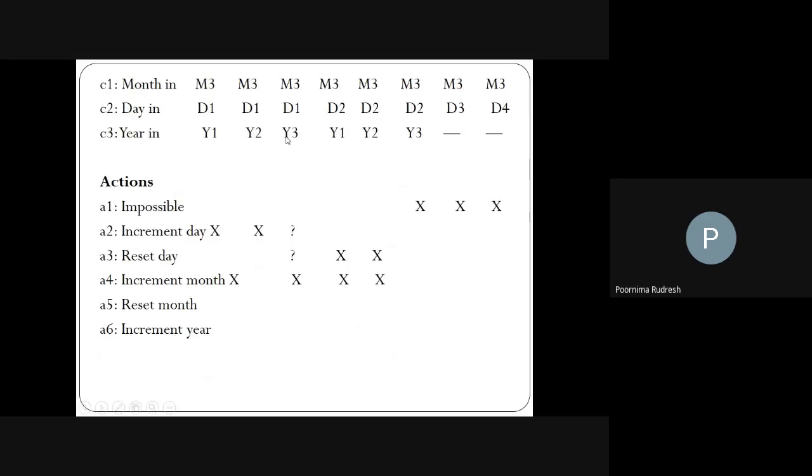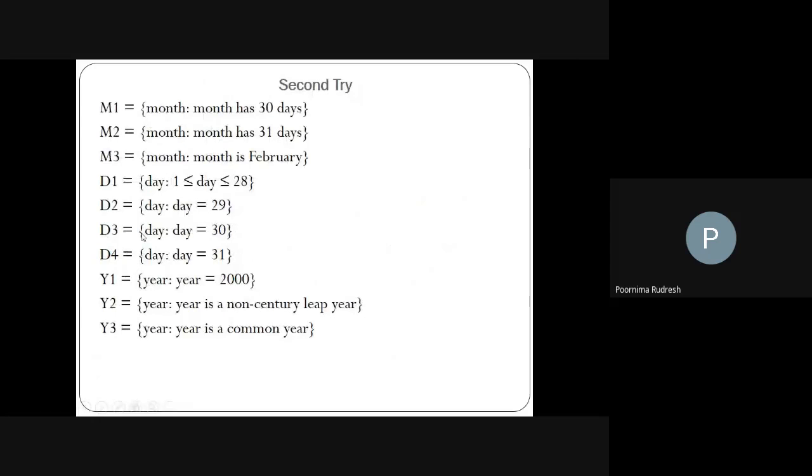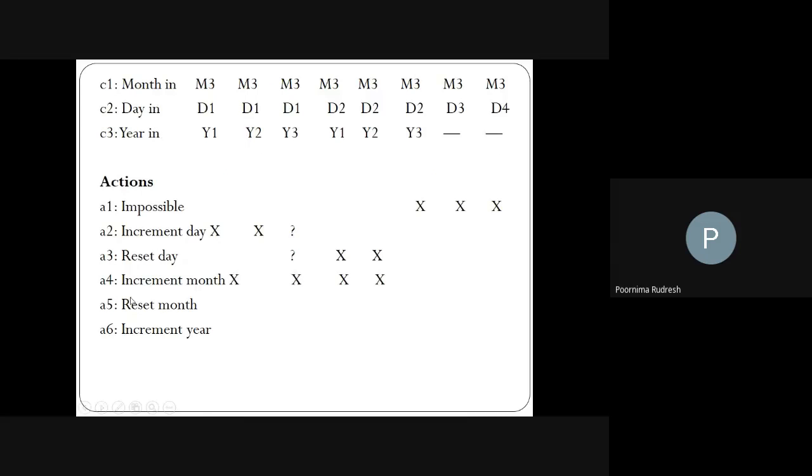So what is the Y3 value? Y3, which is the year, is a common year, meaning it is not a leap year. So Y1 indicates it is 2000, the next one is the non-century leap year, and Y3 is the common year. Common year means it is not a leap year. So these three conditions we are considering: Y1, Y2, Y3. Y1 is 2000, Y2 is the non-century leap year. So if it is 1996, it is a non-century leap year. And Y3, if you consider 1993, then it is a common year, not a leap year.